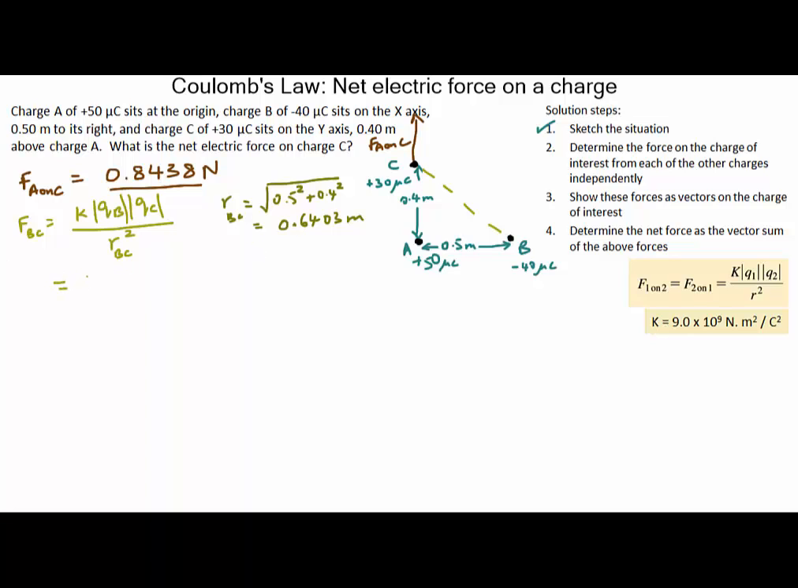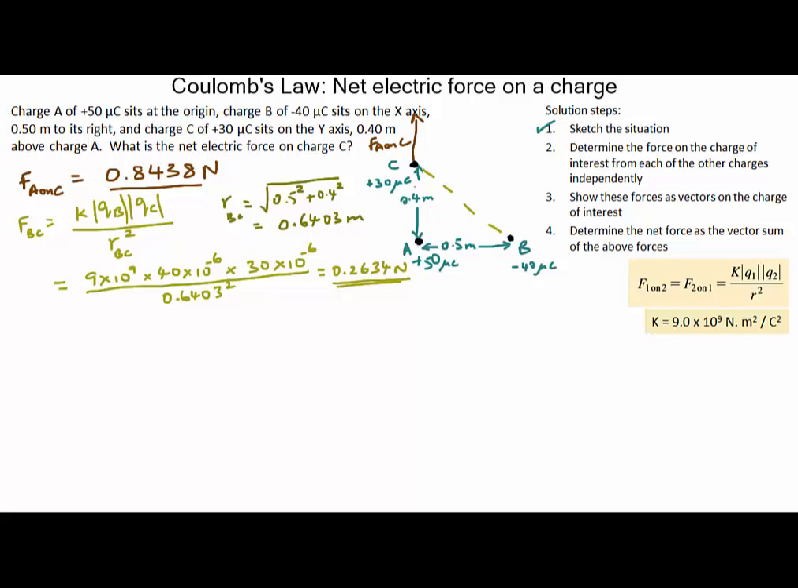So back to this equation, I've got 9 times 10 to the 9 for the electrostatic constant. Absolute value of charge B, I can drop the negative sign. I got 40 microcoulomb, which is 40 times 10 to the negative 6 coulomb, times absolute value of charge C, which is 30 microcoulomb, so 30 times 10 to the negative 6 coulomb, divided by the square of the distance, 0.6403 squared. And that gives us 0.2634 Newton.